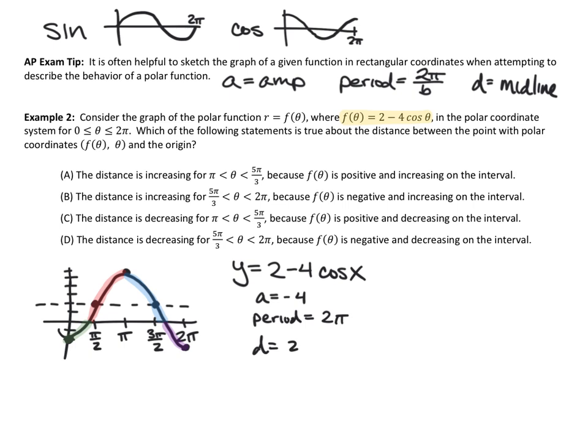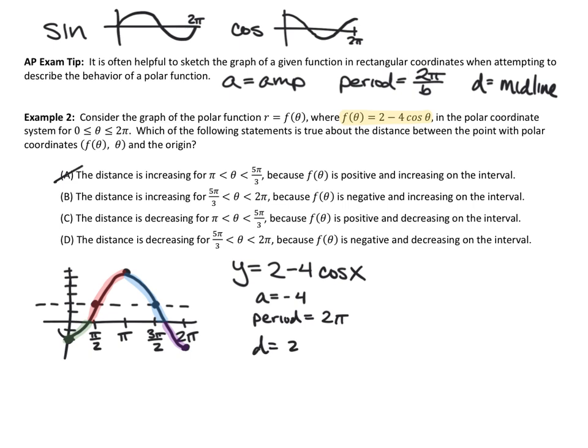Okay, let's read some answer choices here and figure out what's happening. Letter A says the distance is increasing for pi to 5 pi over 3. Well, I know pi. 5 pi over 3 is going to be here, and I'll explain why in a second. But is this section, the distance between the origin and the line, is it increasing? Or am I getting closer as I go through this? I'm getting closer, right? So that's super wrong. We're going to cross that one out. It's definitely not increasing on that interval because that section of the graph, it's getting closer.